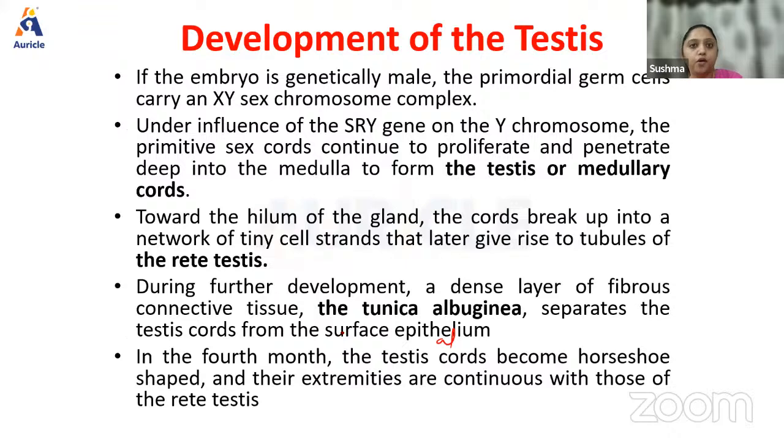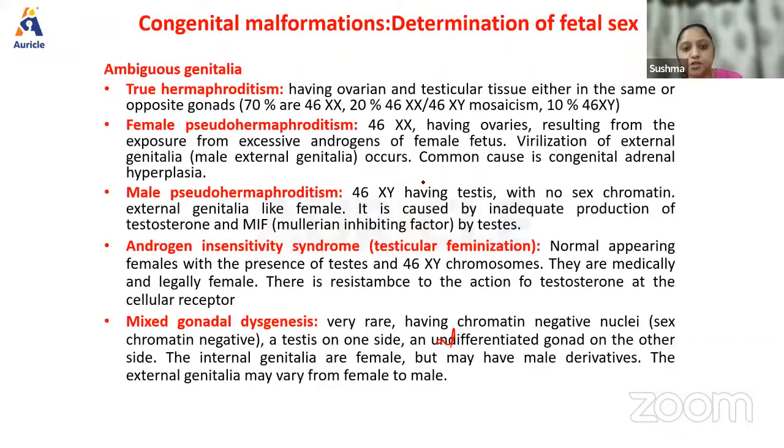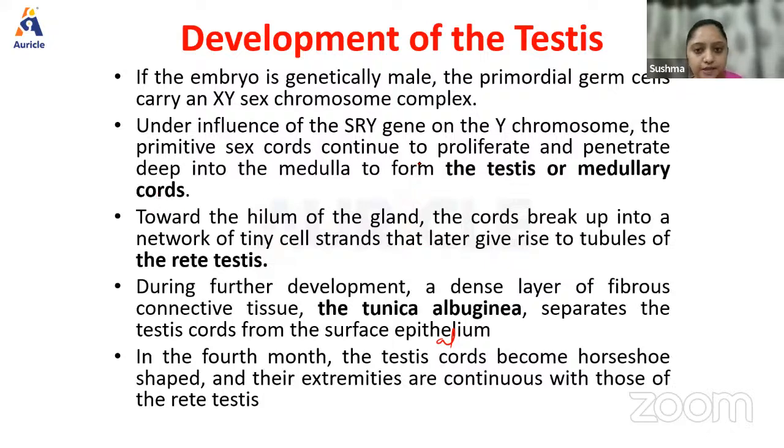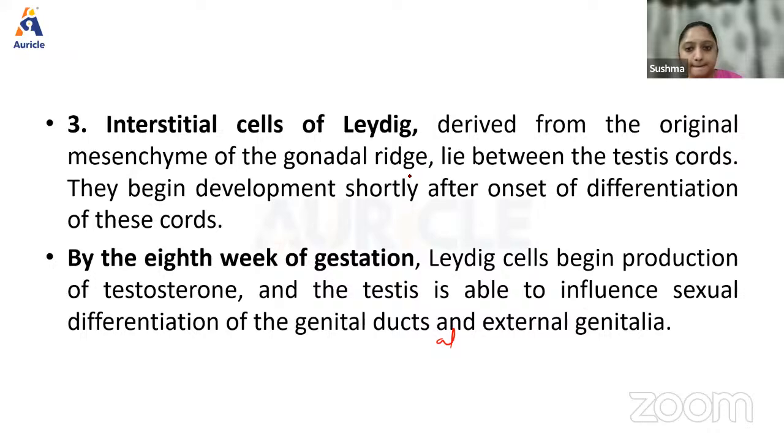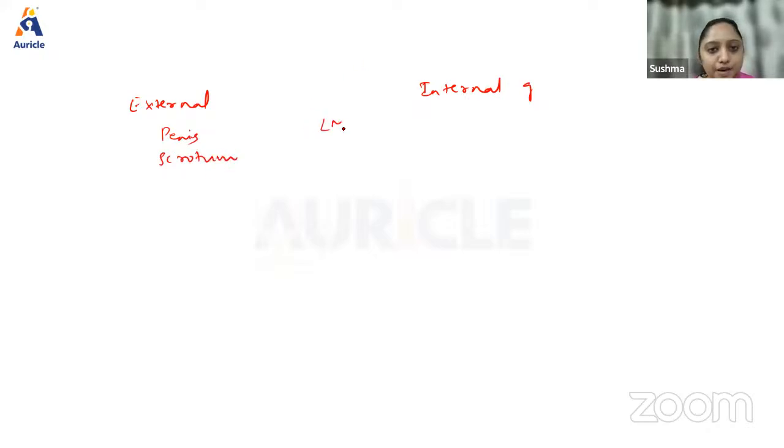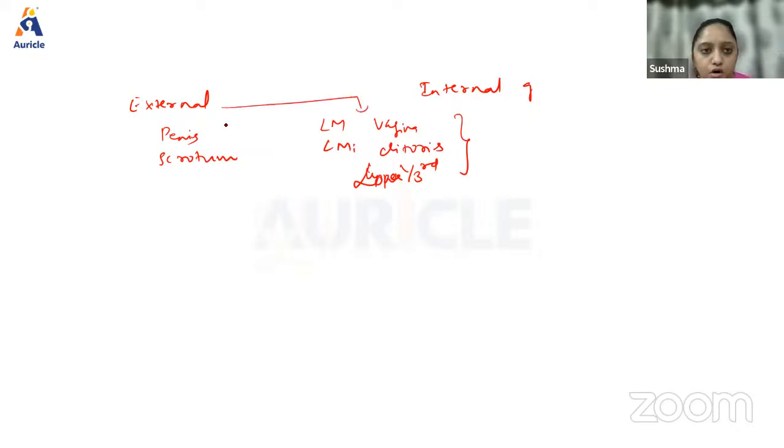Before we go into this particular slide, let me teach you the development of testis. First of all, what we need to understand is that we have an external genital system and an internal genital system. What are the external genitalia? In a male, it is the penis and scrotum. In females, it is the labia majora, labia minora, vagina, and clitoris, the vulval region. The lower one third of the vagina, all of this is external organs of male and female.